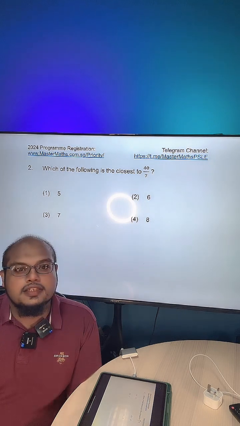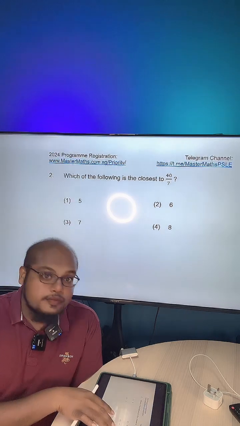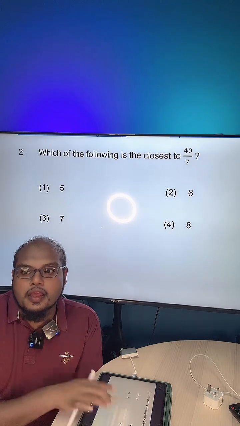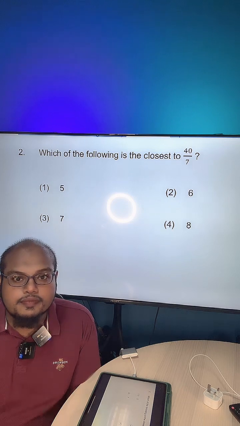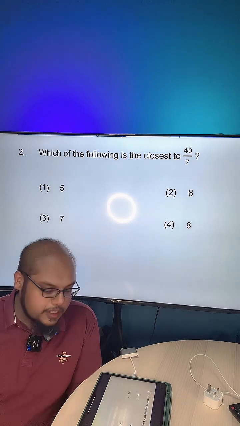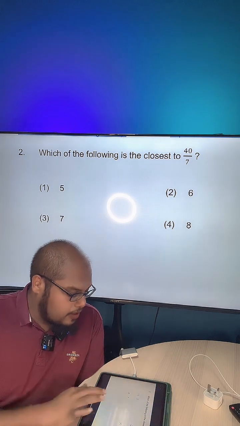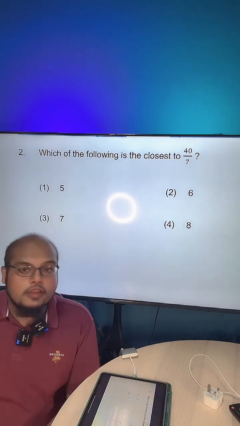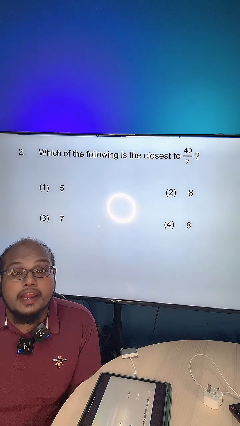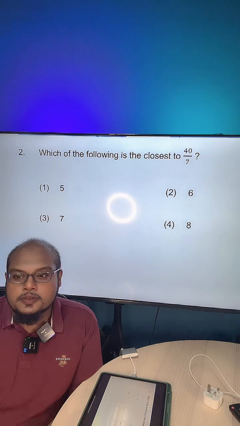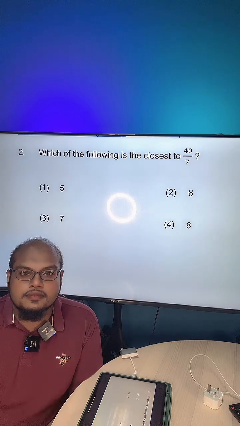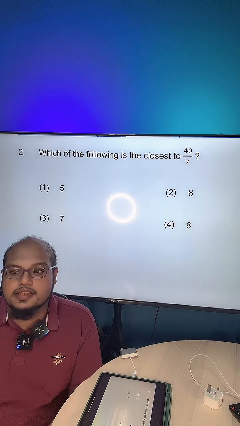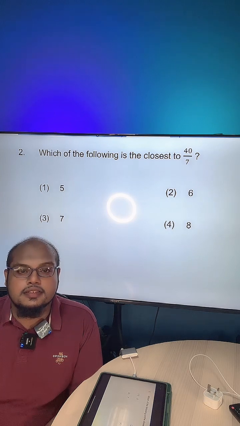I give you all 2 minutes. You all try this on your own first. You see the time here, it is 7:51. 2 more minutes, then I will go through. The hint is that it's about finding difference.